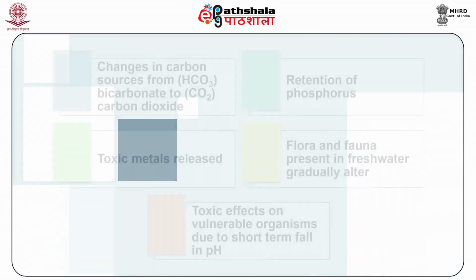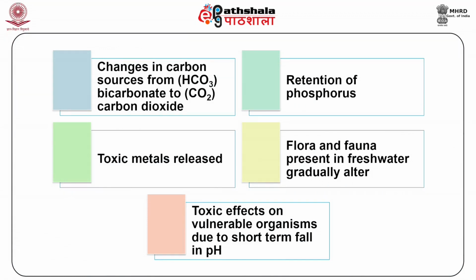Acidification can also happen in surges post-drought or snow melt. The initial 30% snow melt constitutes 50% to 80% of the sum total acids in the snow. During drought, the sulfur dioxide, that is SO2, that deposits on the soil gets decomposed to hydrogen and sulfur, and later reoxidation in combination with rainwater results in acid formation known as acid pulse. The impact is changes in carbon sources from bicarbonate to carbon dioxide, retention of phosphorus, release of toxic metals.